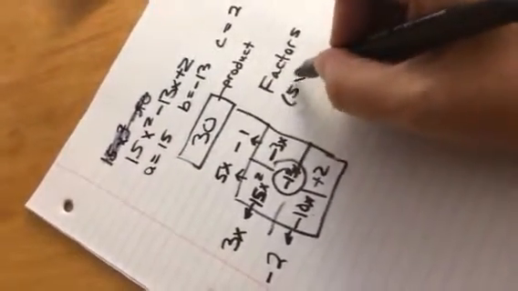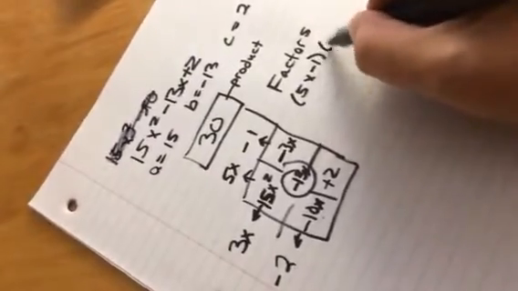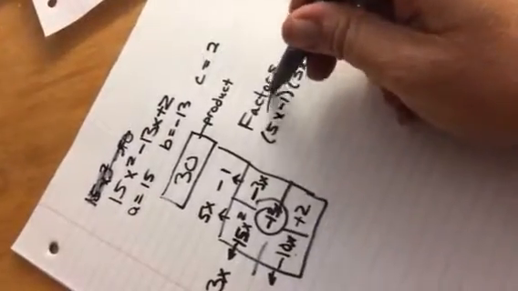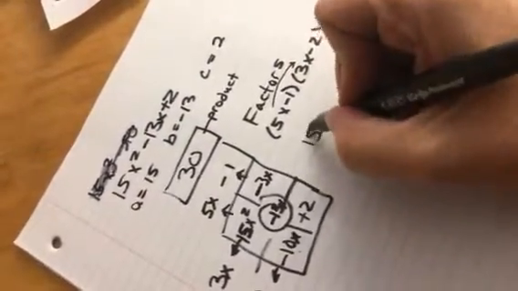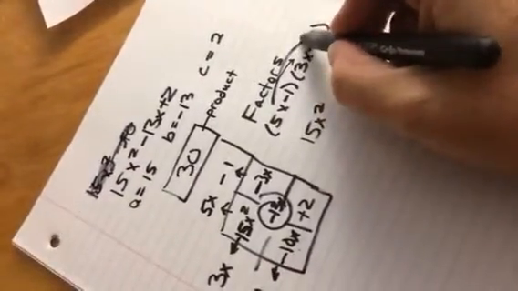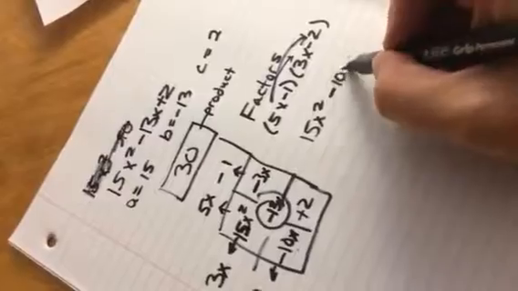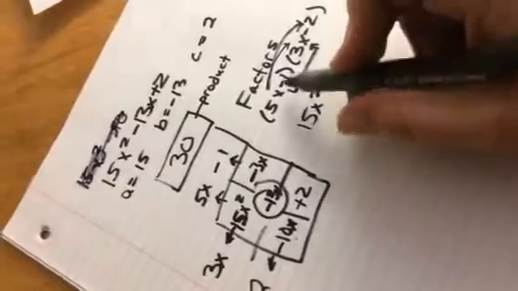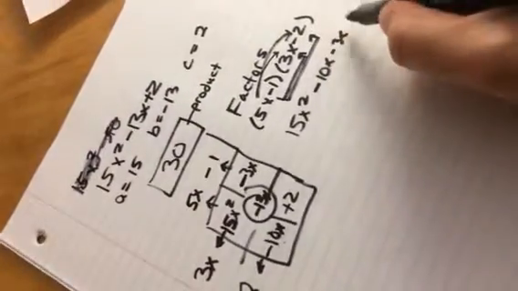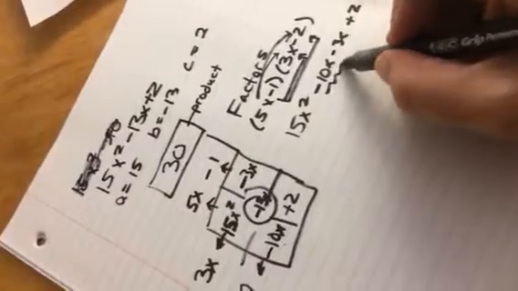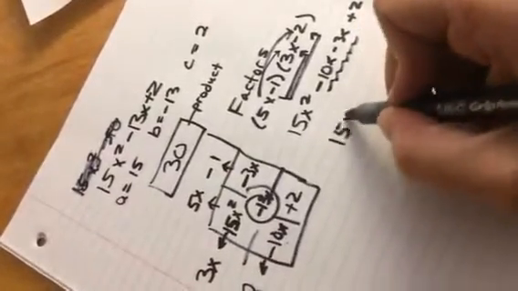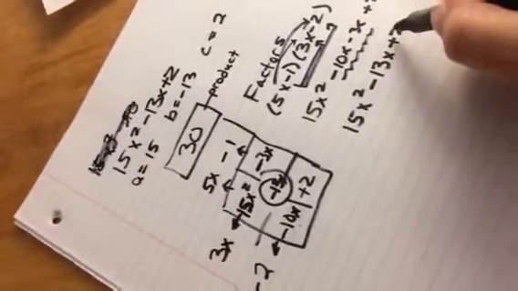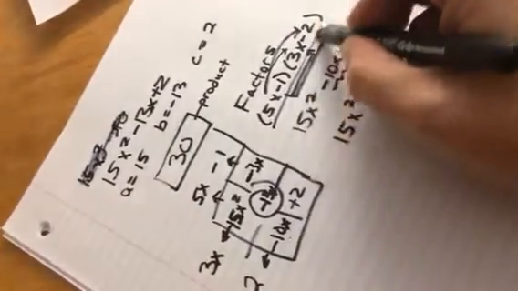They are 5x minus 1 and 3x minus 2. I should always check my work by distributing. So 5x times 3x is 15x squared. 5x times negative 2 is negative 10x. Negative 1 times 3x is negative 3x. And negative 1 times negative 2 is positive 2. Combining my middle terms, I get 15x squared minus 13x plus 2, which is exactly what I started with. So these factors are my answer.